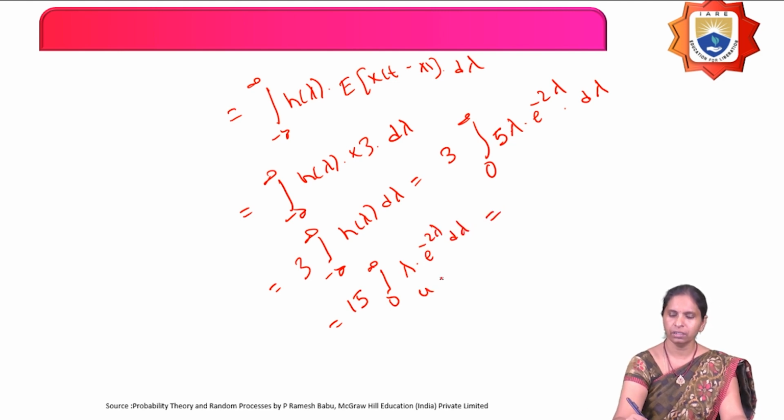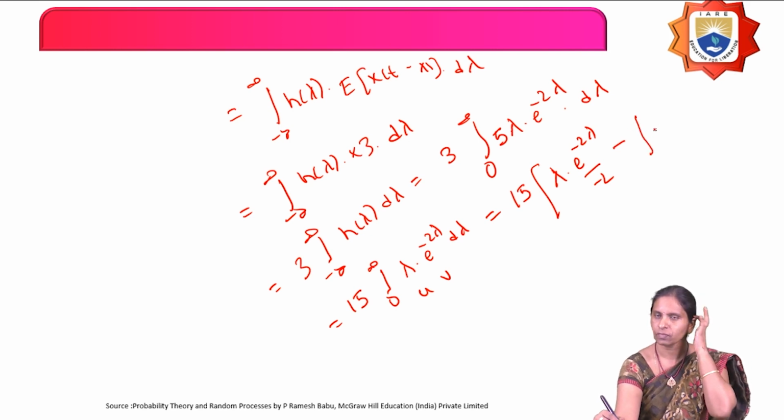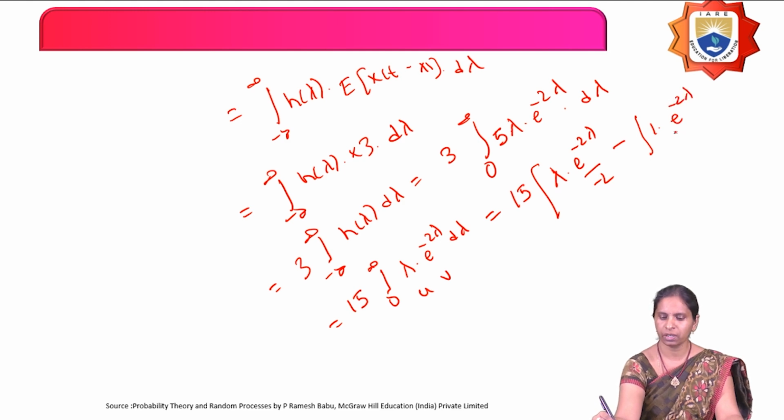So we have to apply the integration by parts formula. Then you can write this as 15 into, what is the integration of u into v? Nothing but u into the integral of v, which is e^(-2 lambda) by minus 2, minus the integral of the derivative of u. What is the differentiation of lambda? Nothing but 1, into the integral of e^(-2 lambda) by minus 2, which is nothing but e^(-2 lambda) by 4. So I can directly write it here, no need of writing again.